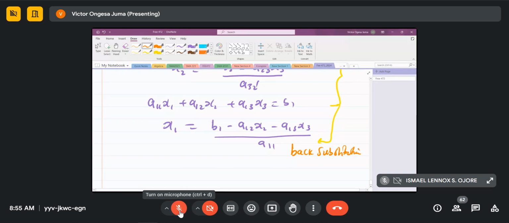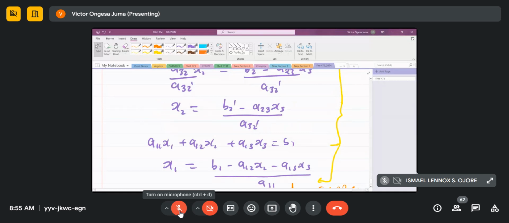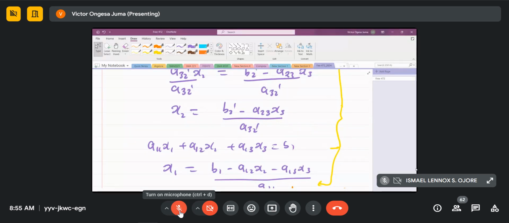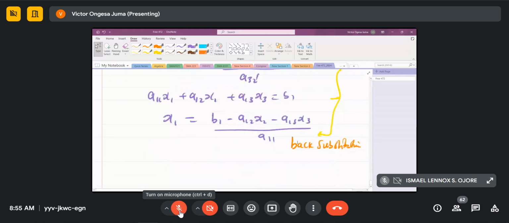This is an upper triangular matrix. If you have a lower triangular matrix, then you use forward substitution. You start from above coming downwards, and you obtain x1, x2, and x3. If you use back substitution, then you start from x3, then x2, x1. So are you happy or are you sad?